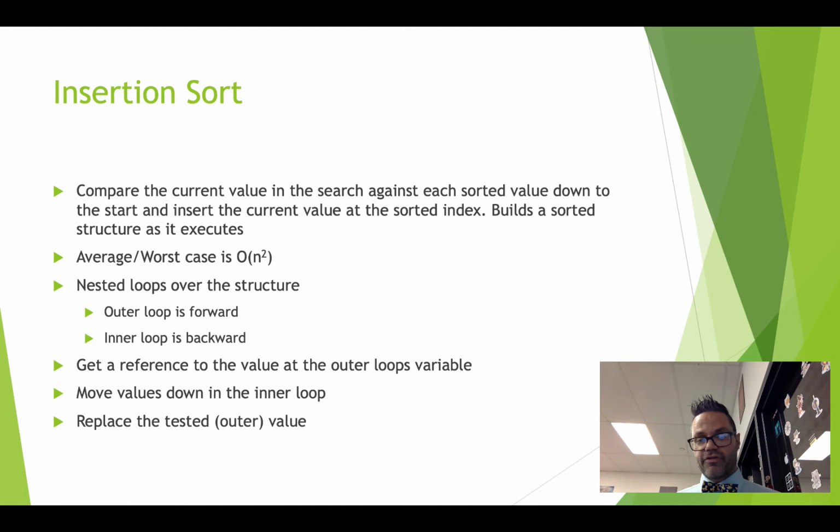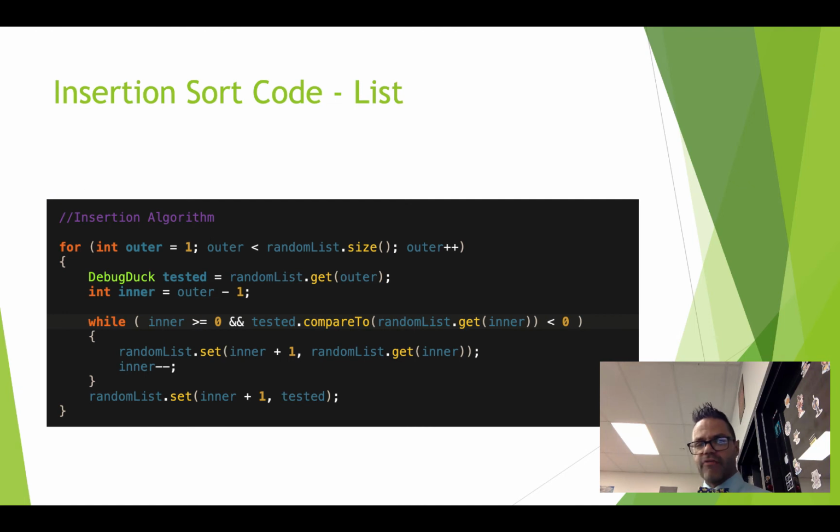Now, where we're different also in insertion sort is instead of keeping track of the index of the current min or max, we're going to keep a reference to the actual value stored inside that structure. So we're going to hold on to this, not point to where it is. And so as we go through, we're going to move the values down in the inner loop and replace that outer loop variable. So here we have the insertion algorithm.